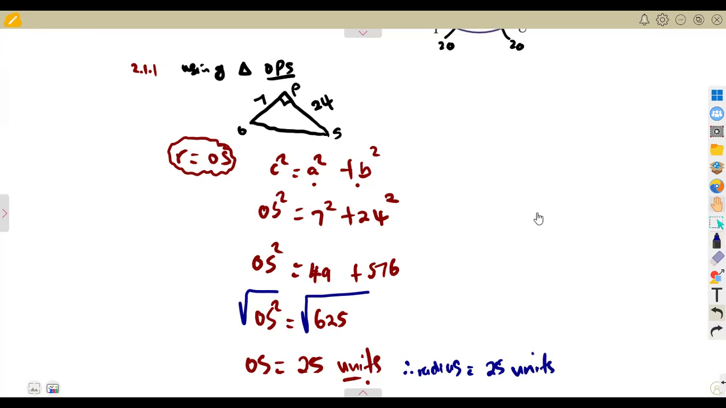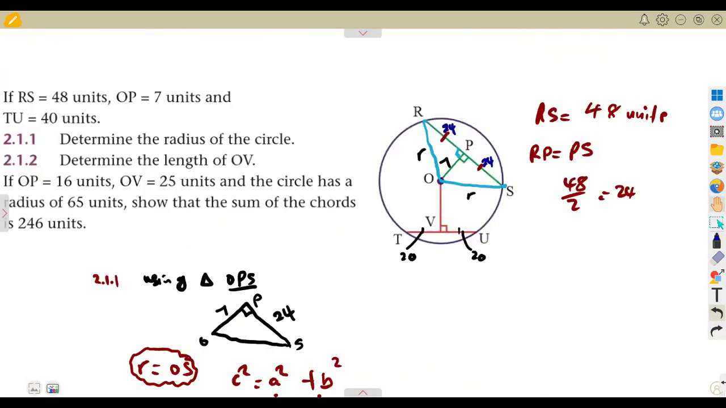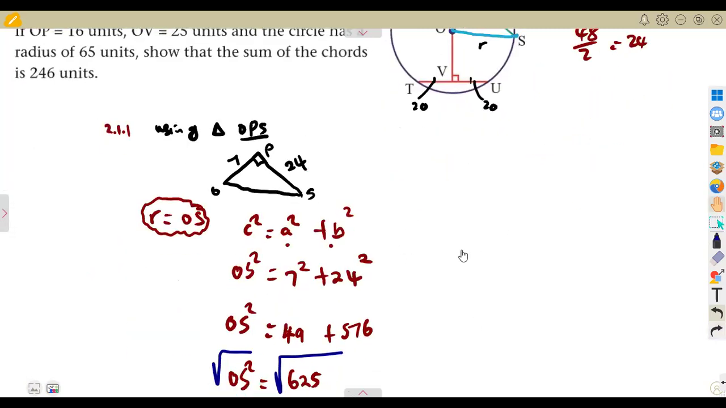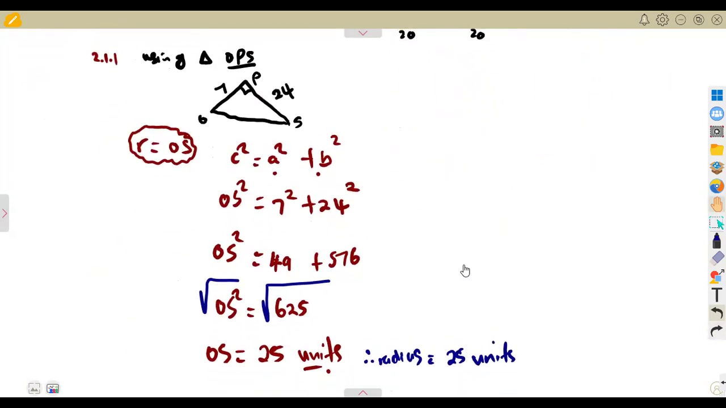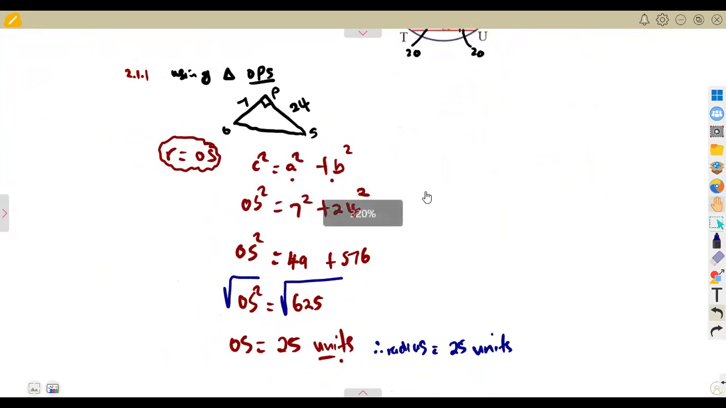It is the same thing that you are supposed to obtain even if you use this other triangle. Apply the same concept. You see there's a 7, there's a 24. So it's just a repetition, and you are going to have the same thing at the end.